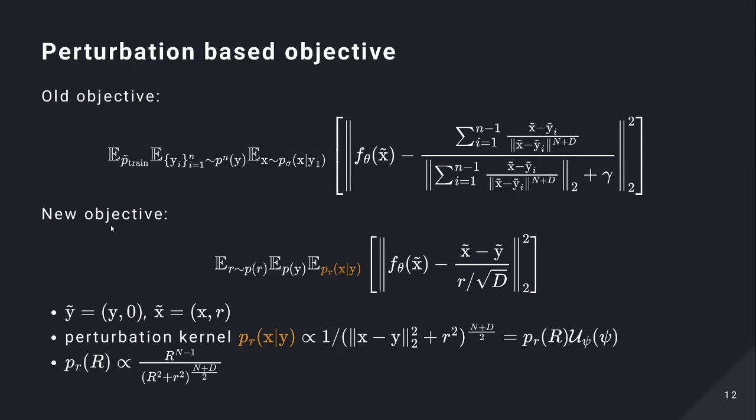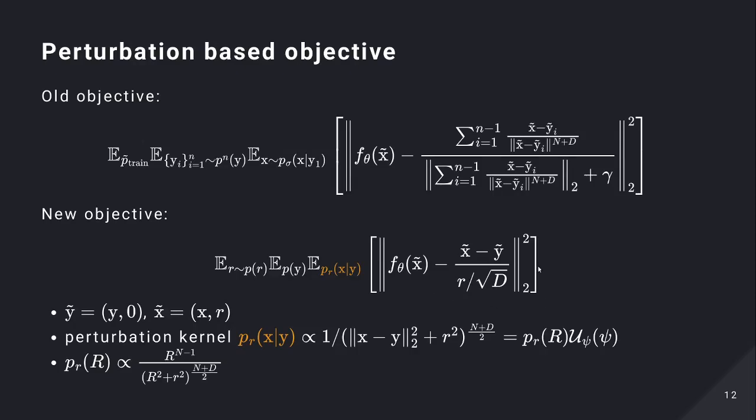The new objective in comparison is much simpler. First, you sample some radius r from some distribution P of r. Then you sample some y from your data distribution, and then you perturb it with a perturbation kernel to obtain a new point. That's nice because you only need to sample one point from your data distribution, one radius r, and perturb it, and that's one point of your loss. You do that multiple times to get the expectation that converges.